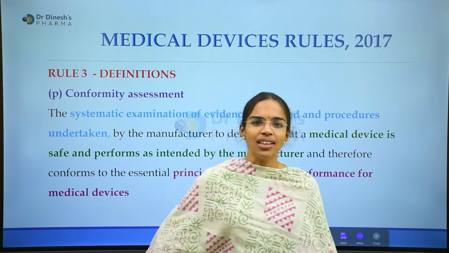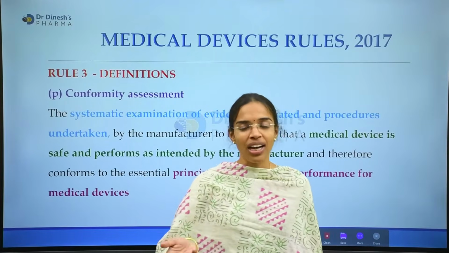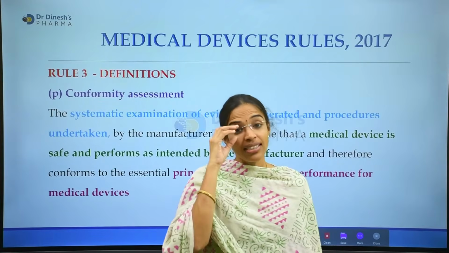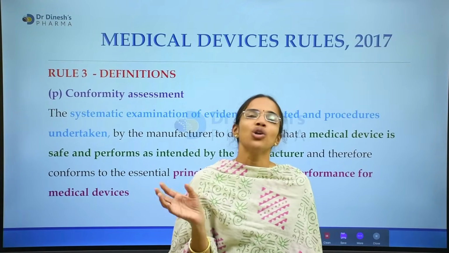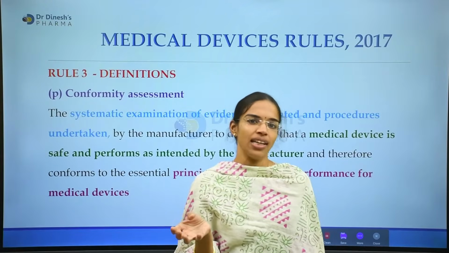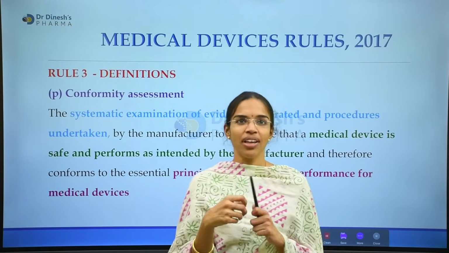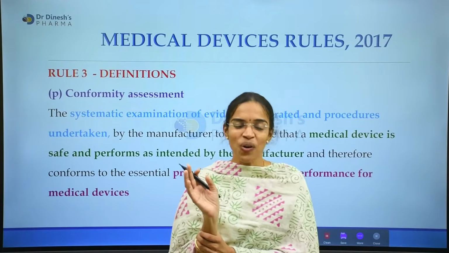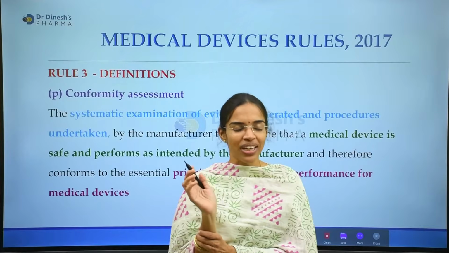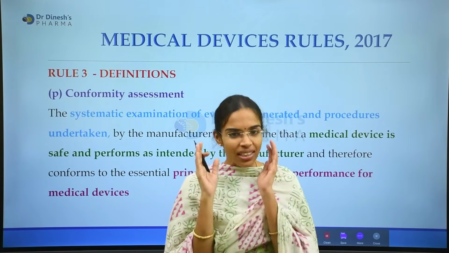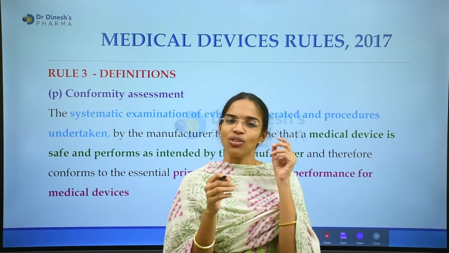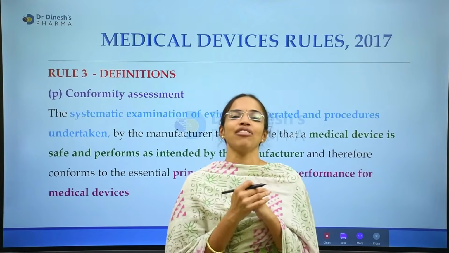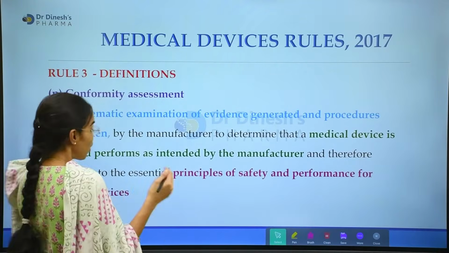If you are assessing a sphygmomanometer and you have got a blood pressure result of 120/80, and you confirm that yes, it is working properly, that is not a conformity assessment. Conformity assessment is when a particular organization or statutory body confirms that it is safe to use or perfect to use.